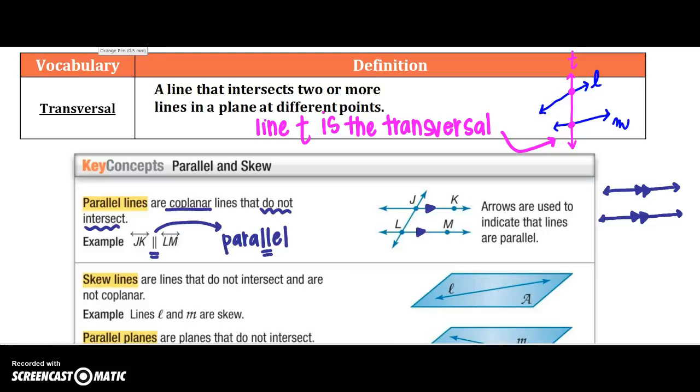All right. Next is skew, which might be a new word for you. You might have heard it in "I'm skewing the truth a little bit," but skew lines are lines that do not intersect and are not coplanar. Most of the time, if they don't intersect, they might be parallel or skew, and if they're not coplanar, that means that they are not parallel. So look for things that are not parallel and not perpendicular.